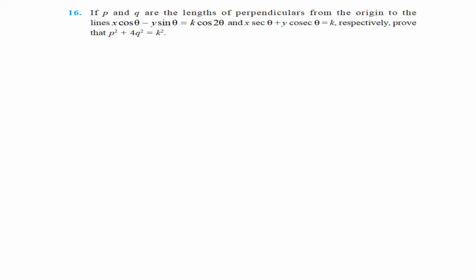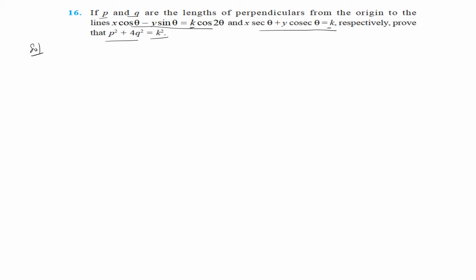Question number 16 says, if p and q are the lengths of perpendicular from the origin to the lines, this is the first line, this is the second line, respectively, prove that p square plus 4q square is equal to k square. Okay, you can see k here.